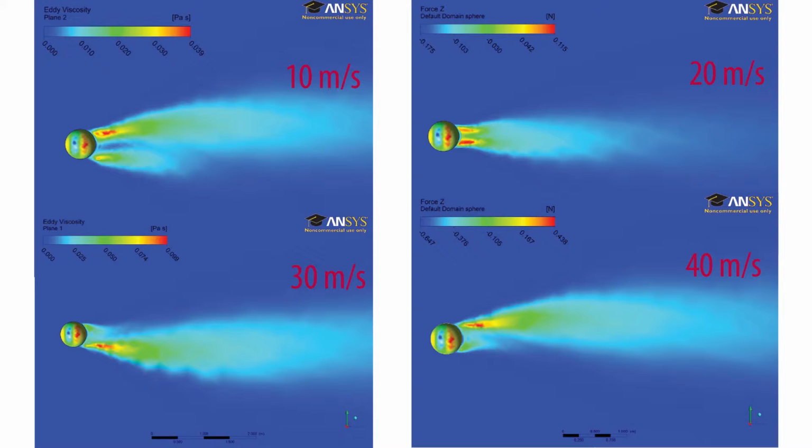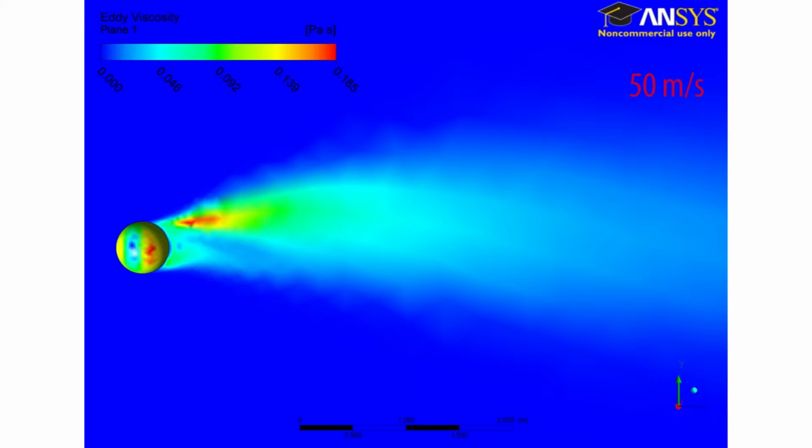Here you can see the force applied to the sphere with the eddy viscosity applied to the domain, which depicts the vortexes fluctuating and how unpredictable the flow is from iteration to iteration. This is due to the bluff nature of the sphere.